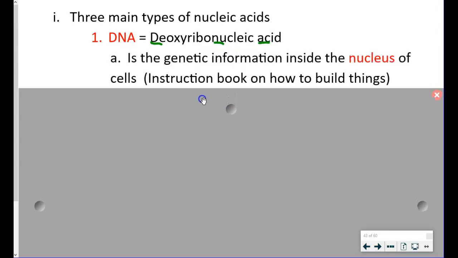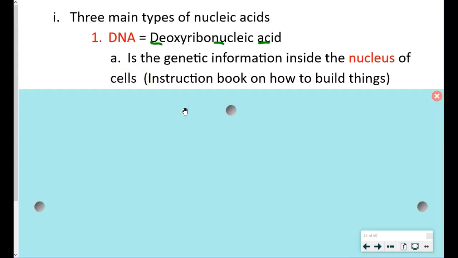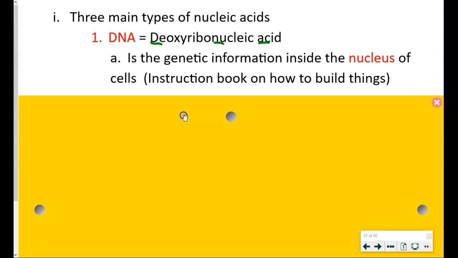All right. DNA is the genetic information inside the nucleus of your cells. We will talk more about the nucleus of cells next week. That's our next unit. So basically, it's an instruction book. How do you build stuff? Okay. What are the directions we need to build a new bone cell or a new blood cell? That's what that's all about.